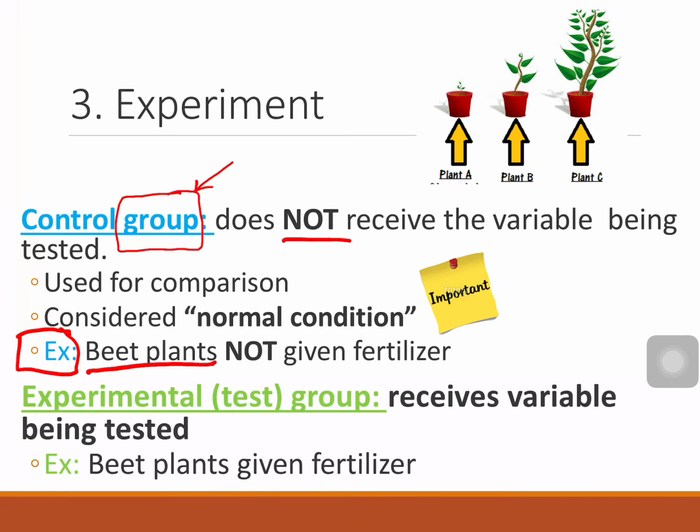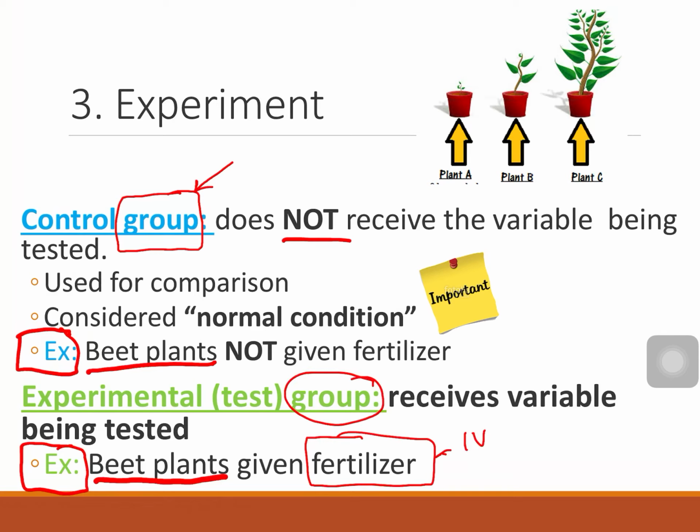Then I have my experimental group. This is literally the group that I'm testing my variable on. My example is my beet plants that are given fertilizer. Notice again, I include beet plants, because if you just say fertilizer, that's not a group. That's our independent variable. In order for it to be a group, you have to include your individuals, so in this case, my beet plants that are given fertilizer. I hope that makes sense, and if it doesn't, please make sure you ask questions.